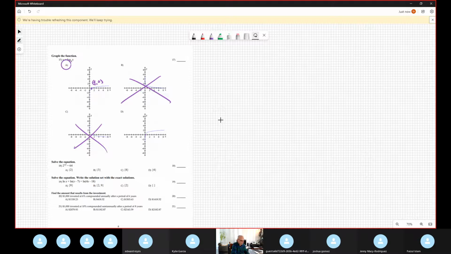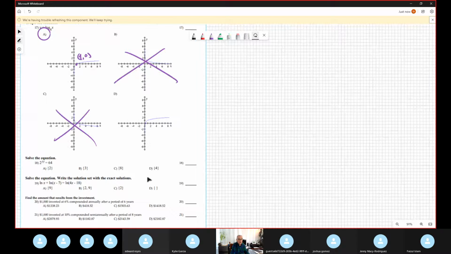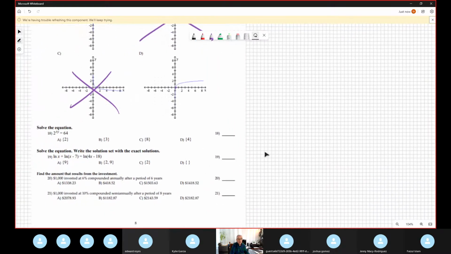Okay, now question 18. Oh, question 18 looks like an exponential equation. Solving this equation: 2 raised to the 3y equals 64. Remember, we have two kinds of exponential equation.